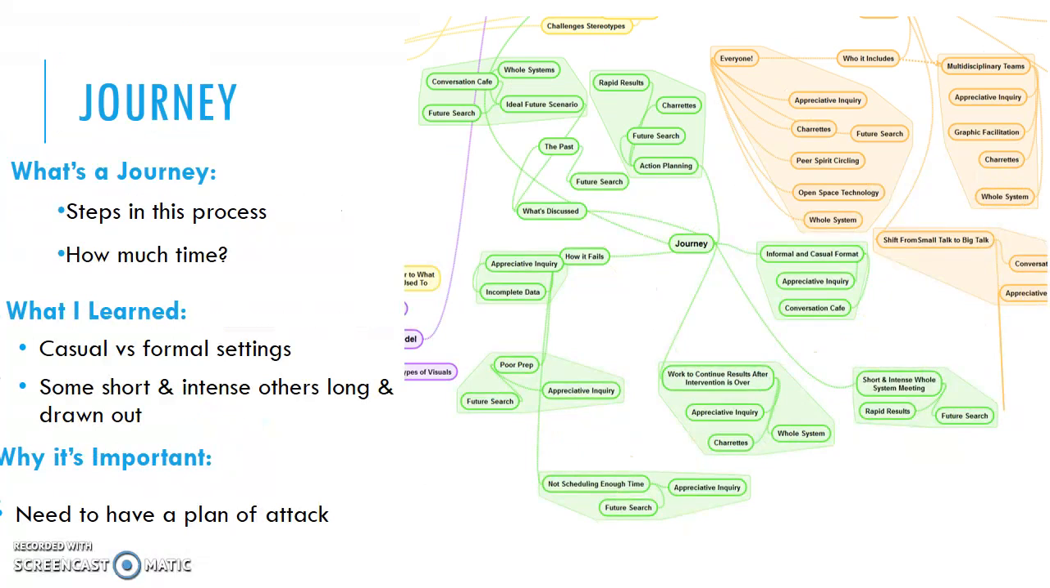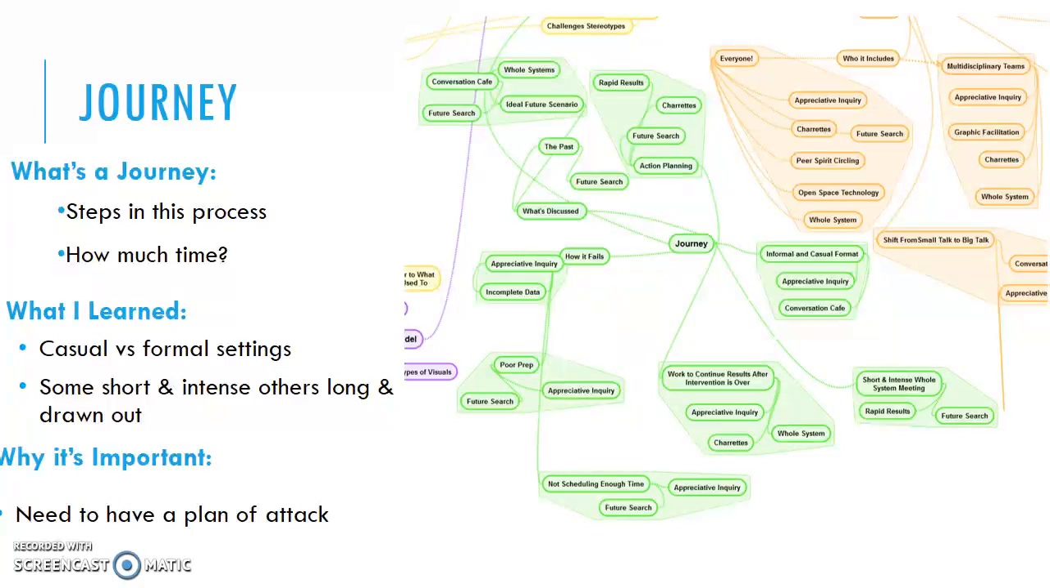Journey. So that's in the green. And the steps in the process. So that's like how much time it's going to take. Because you need to know that going in so you can plan properly.